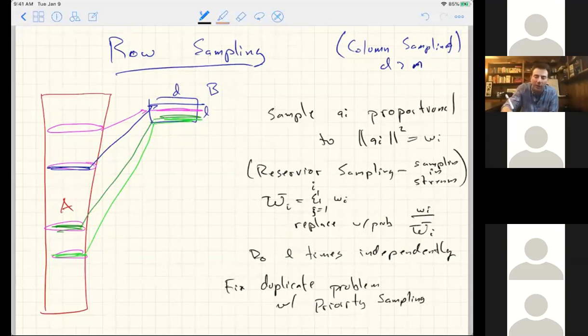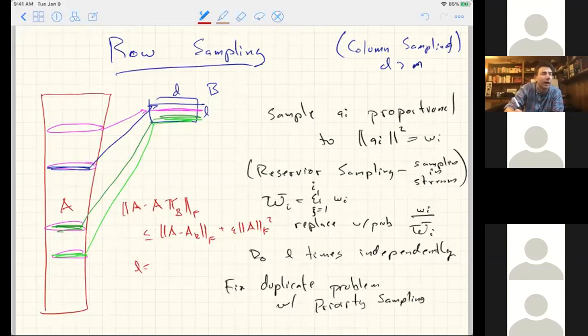All right, so this will give you a guarantee of something that looks like A minus the A times the projection onto B, and this is the full L-dimensional B, is going to be less than or equal to A minus A_k. This does not need to be squared, plus epsilon times A. And this is if I set L equal to something like k over epsilon squared times log 1 over delta. There's some delta probability of failure in this. It's a randomized algorithm.